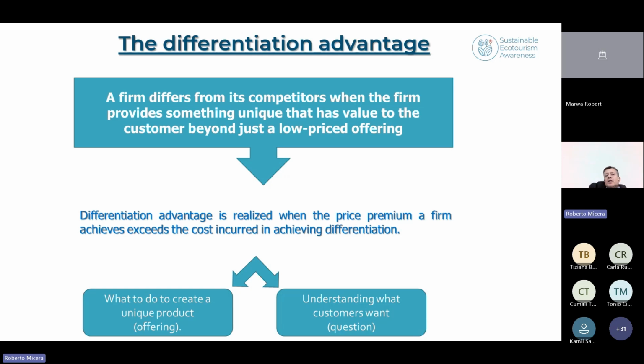When we speak about the differentiation strategy, a firm differs from its competitors when the same firm provides something unique that has value to the customer beyond just a low price offering. The differentiation advantage is realized when the price premium the firm achieves exceeds the cost of the differentiation.